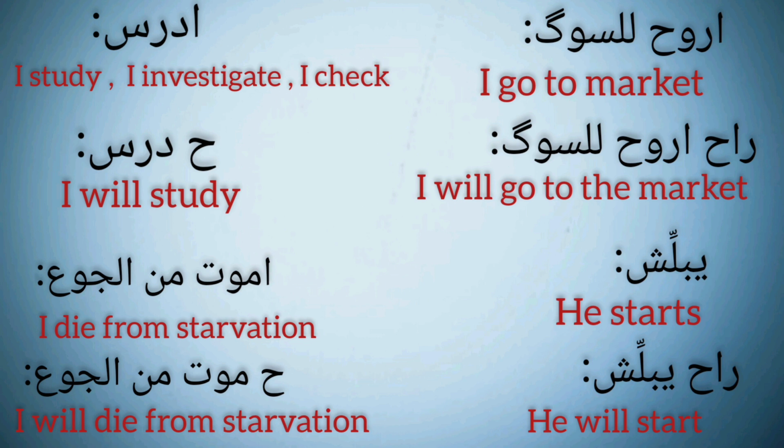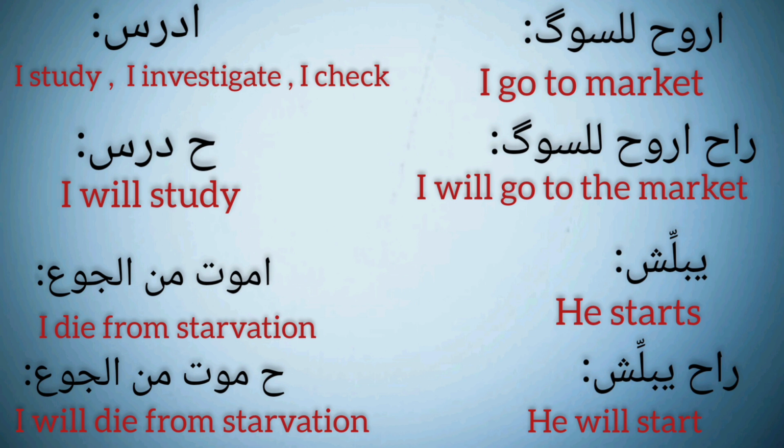But for future tense we say حدرس. I will study. As you see, Hamza or Alif is deleted when we add Ha. For example, حدرس or حقول or حنام. As you see, the Alif or Hamza is deleted.